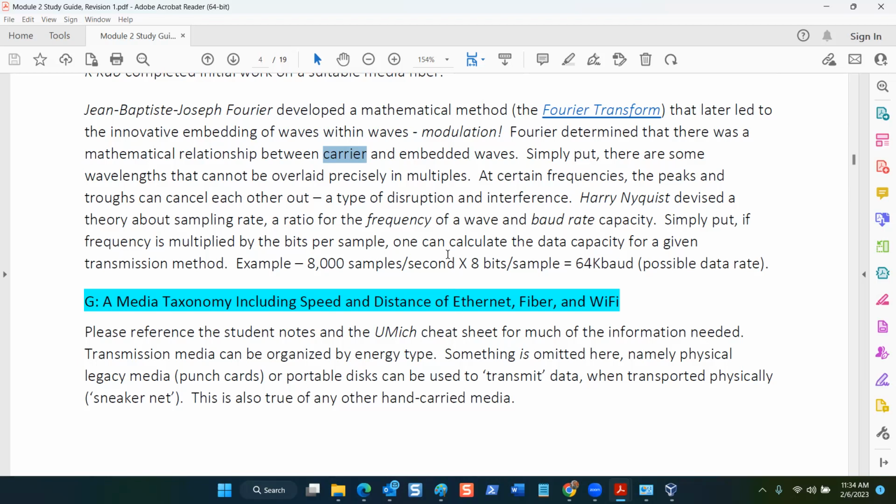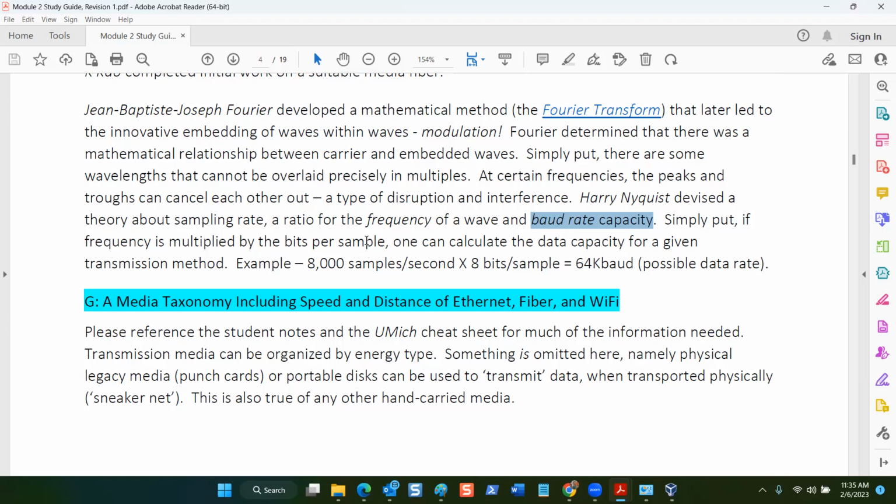Yes, the short answer is yes. I do want to call out that Fourier was the one that developed the mathematical relationship between carrier waves and embedded waves, but it was Harry Nyquist. Harry Nyquist basically extended that original work by Fourier and came up with a simple calculation, a ratio of the frequency of a wave, where you can calculate the baud rate capacity or the data capacity. But yeah, the short answer for your question is yes.